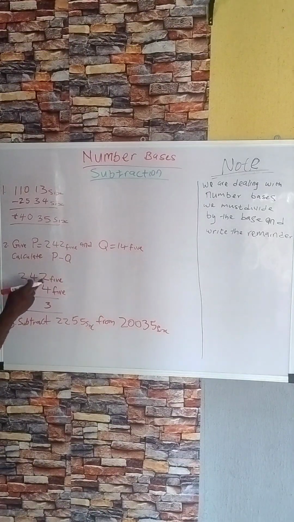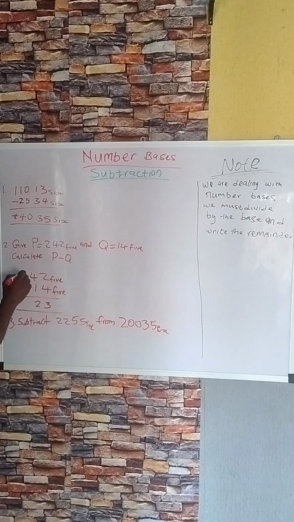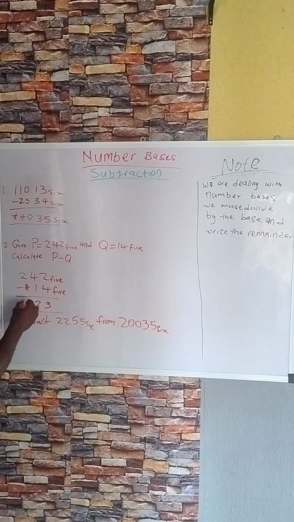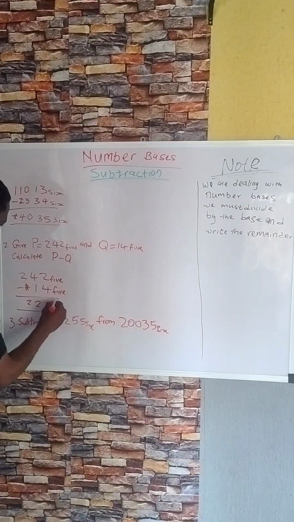So 3 minus 1 will give you 2. So 2 divided by 5 will give you 0, remainder 2. You write down 2. So this is 2. Nothing has been moved out of it. And there is nothing actually here. So you can equal it to 0. So 2 minus 0 will give you 2. So this is our answer in base 5.